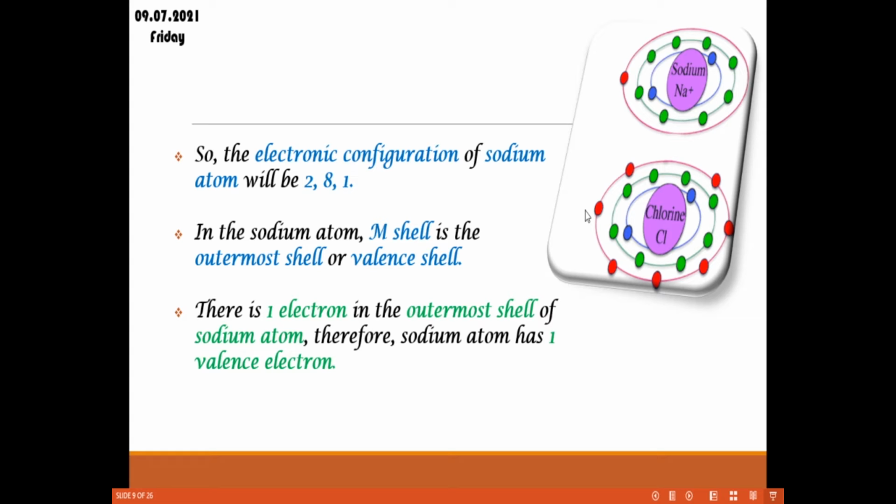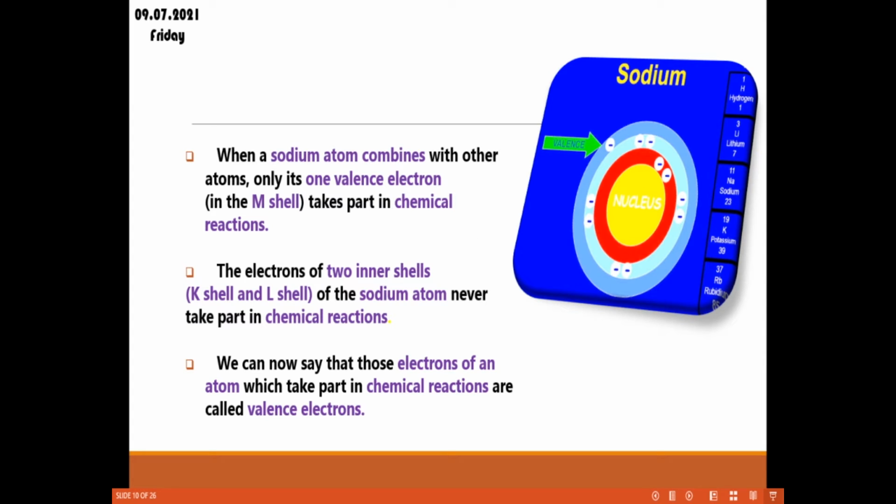See, when a sodium atom combines with other atoms, only its 1 valence electron in the M shell takes part in chemical reaction. Only this 1 valence electron takes part in chemical reaction. So the electrons of the 2 inner shells, this red color and this blue color, of the sodium atom never take part in chemical reaction.